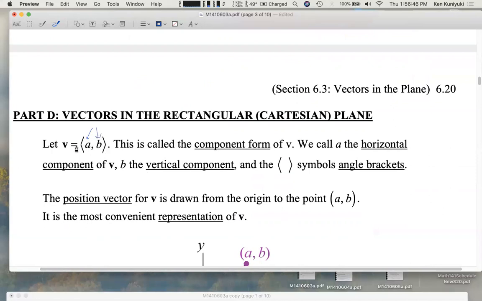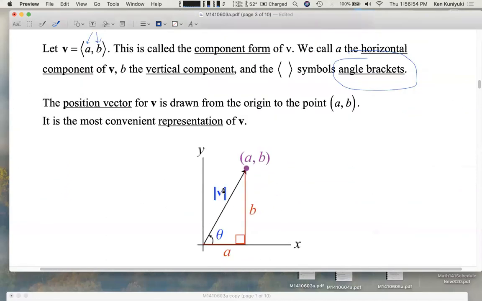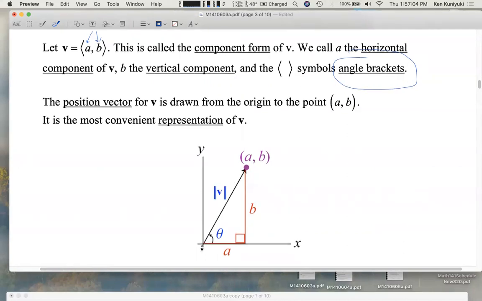Now, these symbols here are not parentheses. They're called angle brackets, and they're used to help denote components of a vector. Okay. So over here, the position vector representation for the vector v is drawn from the origin, that's the initial point, to the point (a, b) over here. That's using the classic parentheses. So we use classic parentheses to indicate a point in the plane.